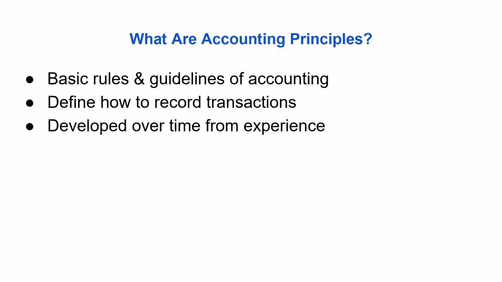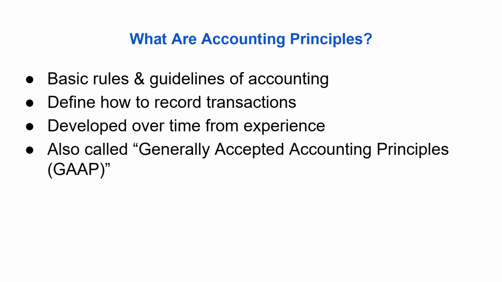Developed over time from experience. Example, the going concern concept or consistency concept came from practical experience to ensure financial statements are meaningful and comparable over time. Also called generally accepted accounting principles.